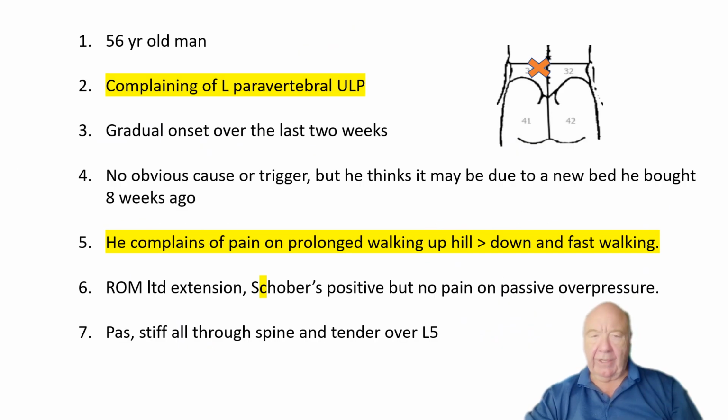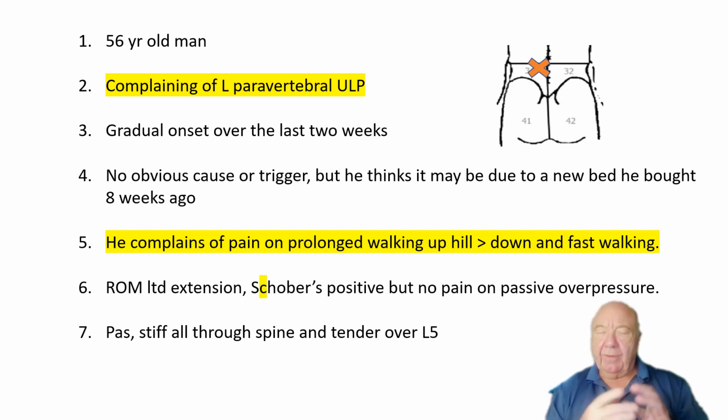This is our first case, 56-year-old man complaining of left paravertebral upper pain, gradual onset of the last 2 weeks, all the things we talked about here yesterday. So the point I would be concerned about here is the fact that the pain is upper lumbar, not thoracolumbar, but upper lumbar.